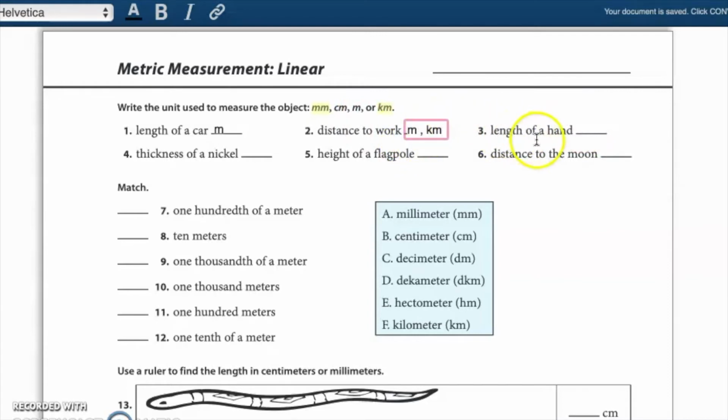And let's look at the length of a hand. Why don't you open your hand now and see how big it is? Is it bigger than a coin? For sure. Is it bigger than a book? Not really. And is it bigger than a car? Obviously not. So if it's bigger than a coin but not bigger than a car, then we know that it's going to be centimeter.